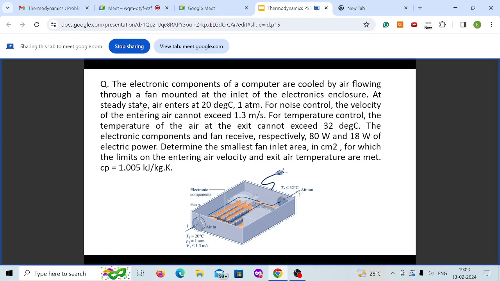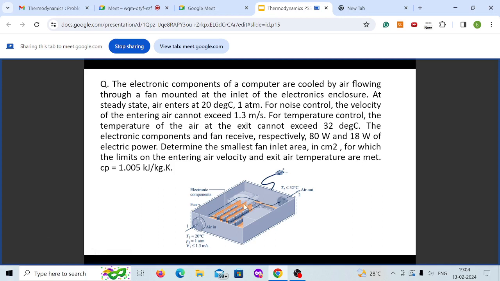So at steady state air enters at 20 degrees Celsius at 1 atmosphere. They are saying for noise control the velocity of the entering air cannot exceed 1.3 meters per second. So this will limit how much air can go in. So that is limited by the fan speed and noise. So the maximum velocity of air is given as 1.3 meters per second.